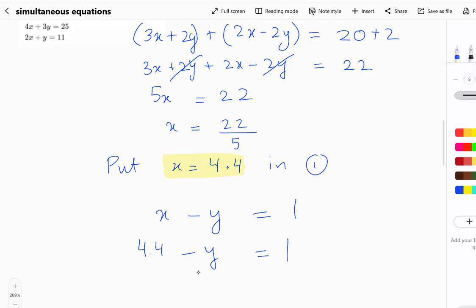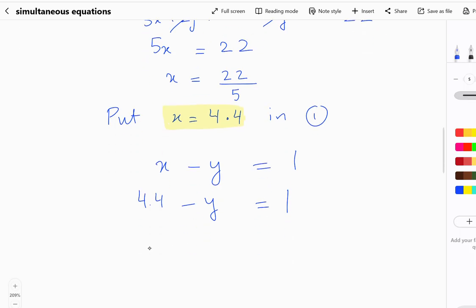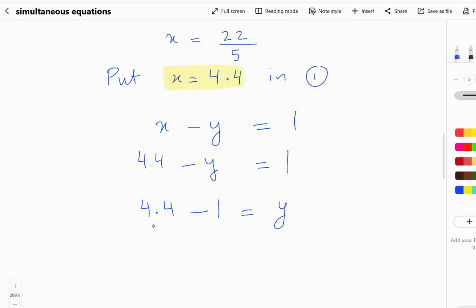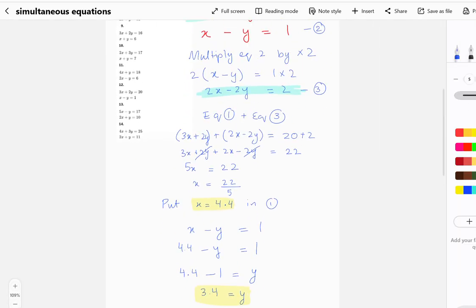And this y is negative, so I'm just going to swap it around to make it positive. So 4.4, when you move 1, it's going to be negative here, and when you move y, it's going to be positive on the right side. So this is what we have got. 4.4 take away 1 is 3.4, and y equals 3.4. This is how you can get the value for the other variable. Is that all clear? Yeah. Okay.